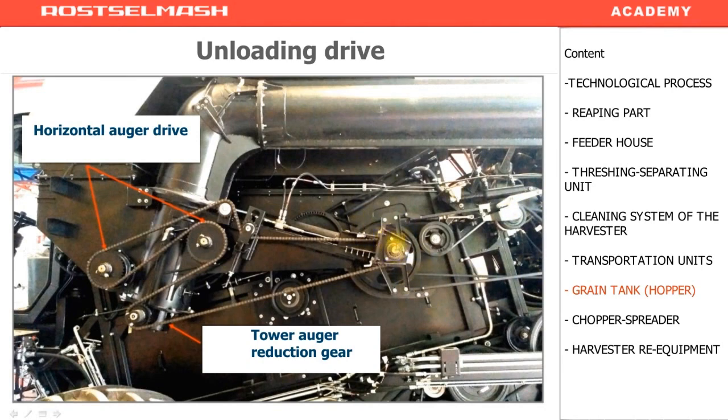On the other side of the shaft, opposite the pulley, there is a sprocket and a long chain drive for rotating 2 augers in the grain tank and the reduction gear of the vertical auger. Here's the angle reduction gear that delivers the rotation from the vertical part to the horizontal one.